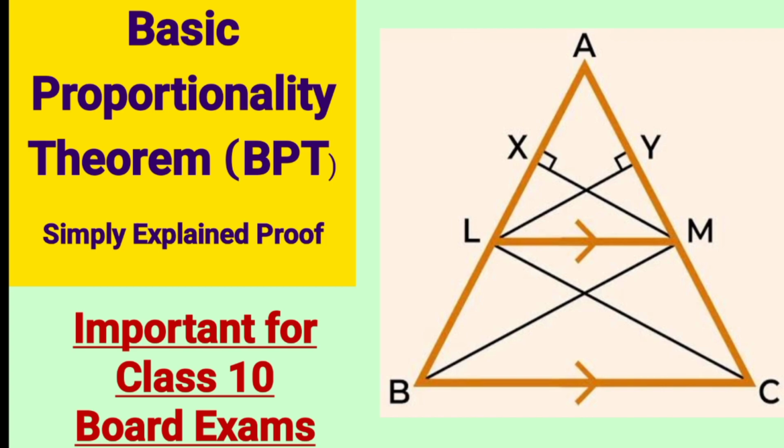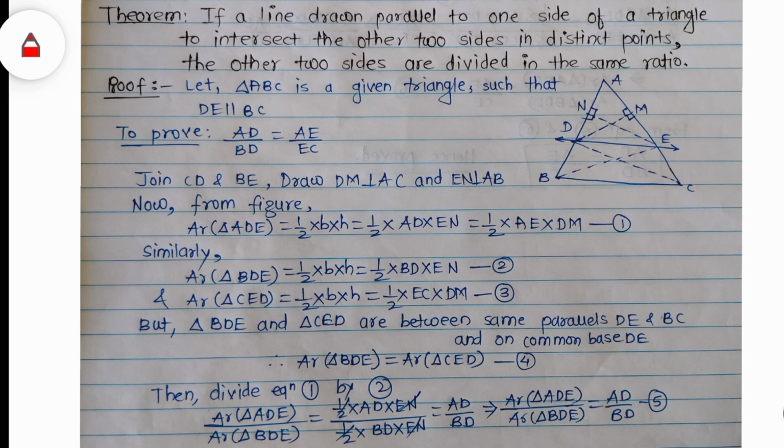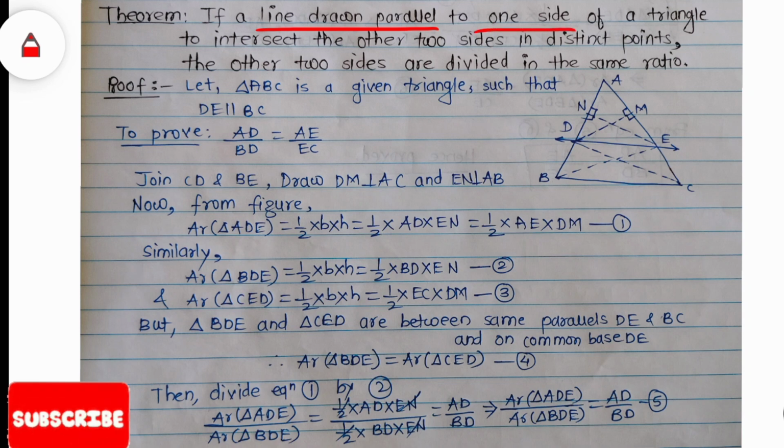So let's start. You can see the solution, or the proof, is already given by me. We have the statement: if a line is drawn parallel to one side of a triangle, and that line intersects the other two sides at distinct points, meaning two separate points, it is not necessary whether those two points are the midpoints of the other two sides or not, then the other two sides are divided in the same ratio.